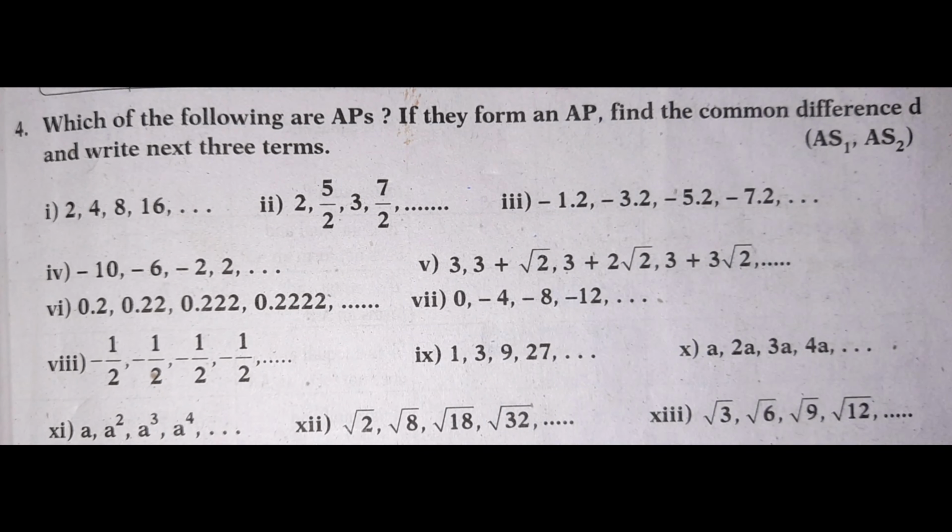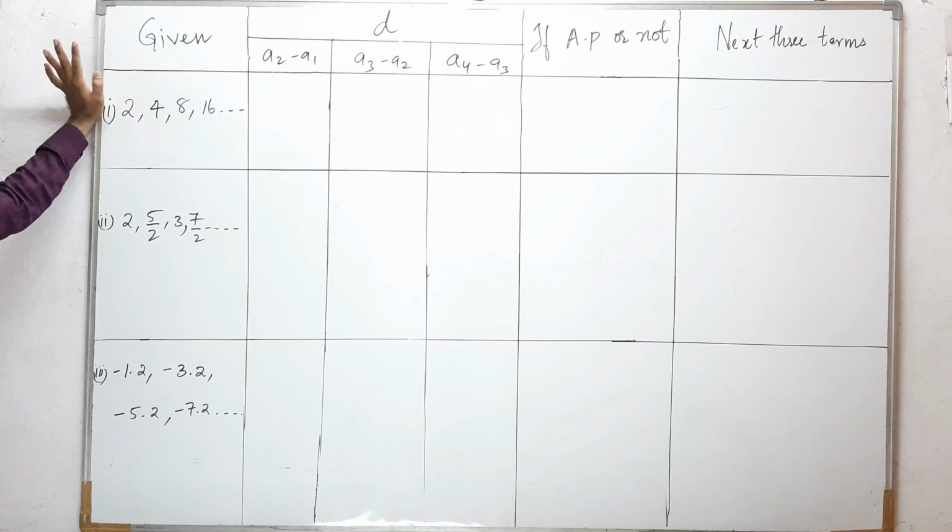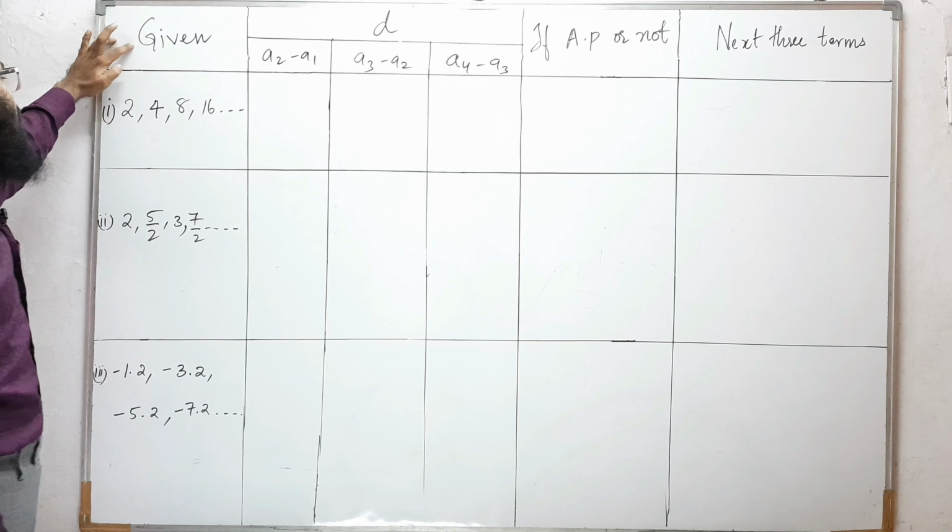Fourth problem, which of the following are APs? If they form an AP, find the common difference D and write the next 3 terms. So they have given some 13 bits here. We have to check whether each and every bit satisfies the condition that A2 minus A1 equals A3 minus A2, whether they are forming an AP or not. Then, if they are forming an AP, we have to find the next 3 terms. So this is the given information.